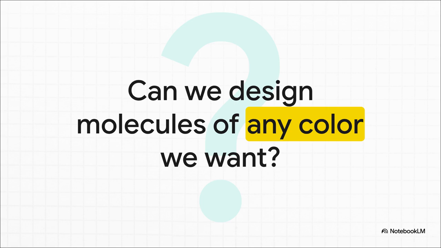Which leaves us with one final really fascinating question. If we understand the rules of the game this well, can we move beyond just explaining and start actively designing? Can chemists now pick just the right metal and just the right ligands to engineer new materials with exactly the colors and properties they want?